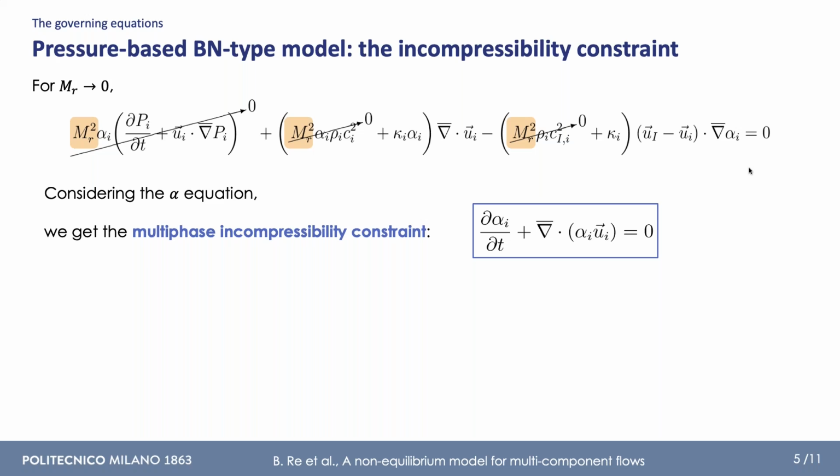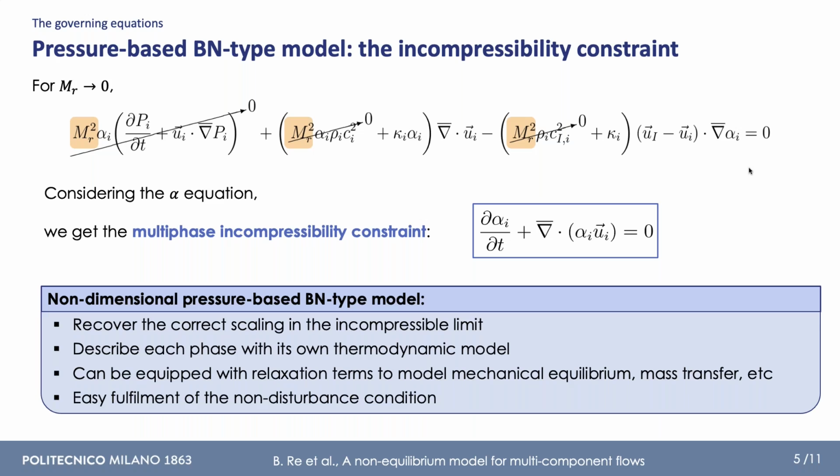And if we also combine this term with the volume fraction equation, we have the multi-phase counterpart of the incompressibility constraint, which for a single phase flow is the divergence of the velocity equal to 0. In this case, we have this expression, but if you sum all these expressions over the phases, what you have is that the divergence of the mixture velocity is equal to 0. So just to summarize, this model is able to recover the correct scaling of the pressure oscillation in the incompressible limit, and we can describe each phase with its own thermodynamic model.